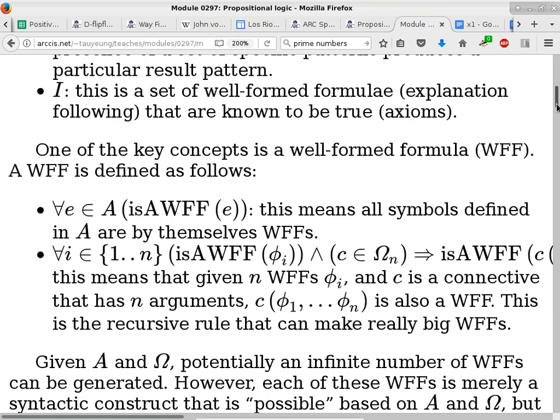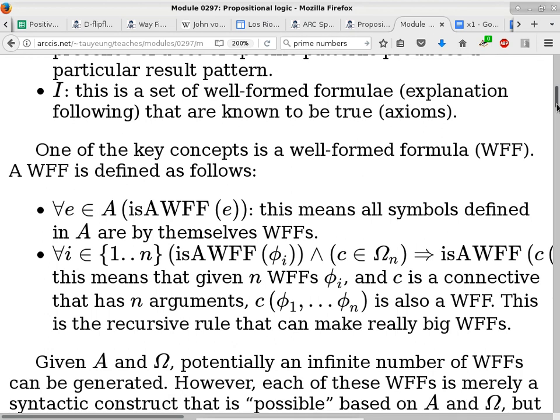What iota is, is basically saying this well-formed formula, this one over here, this one over here, and also this one over here, are known to be true. Don't ask me why. But these well-formed formulae are known to be true. Is that okay? So being, quote-unquote, true is simply a label. True has no particular meaning other than a label in this sense.